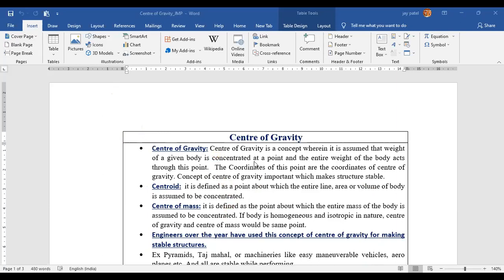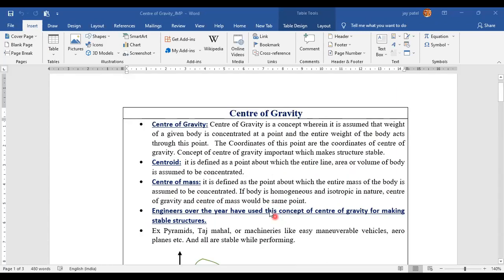Center of gravity is a concept wherein it is assumed that the weight of a body is concentrated at a point. The entire weight of the body acts through this point. Whereas in the case of centroid, it is the point about which the entire line, area, or volume of the body is assumed to be concentrated. Okay? Let's go. What is center of mass? It is defined as a point about which the entire mass of the body is assumed to be concentrated. If the body is homogeneous and isotropic in nature, the center of gravity and center of mass would be the same point.